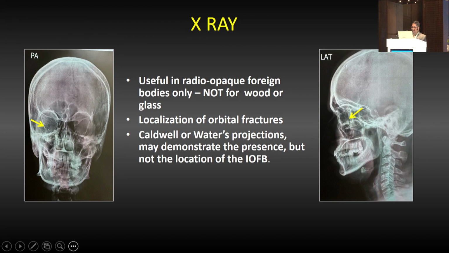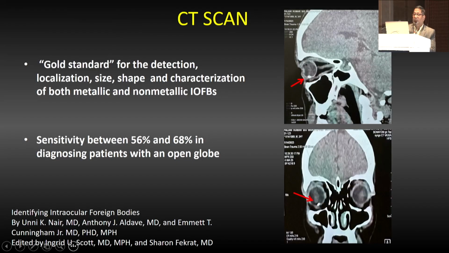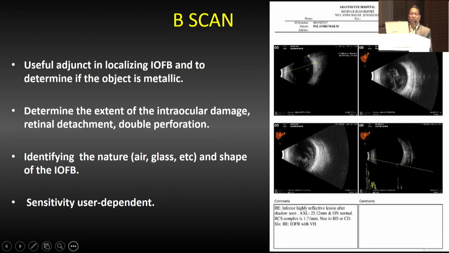X-ray is the basic test which has to be done in all medico-legal cases, and it will locate a radiopaque foreign body in the orbit and also give an idea about an orbital rim fracture. Simultaneously, we need to go for a CT scan, which is the gold standard, because it helps to localize and detect the foreign body, and also characterize whether it is metallic or non-metallic. However, the sensitivity ranges from 50 to 70%.